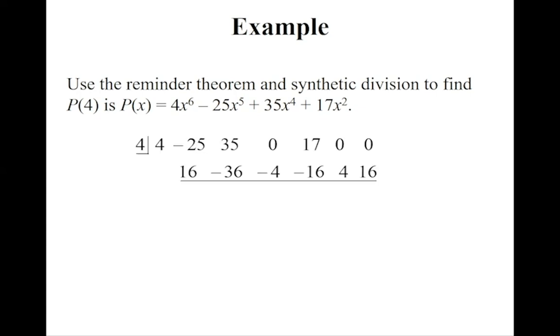So synthetic division with 4. What are our coefficients? Highest power is 6. So positive 4. And then the x to the 5th has a negative 25. And then an x to the 4th has a positive 35. And then we had no x cubed. We need to account for that. So 0x cubed. And then positive 17x squared. And then we need to account for the rest. Plus 0x plus 0.